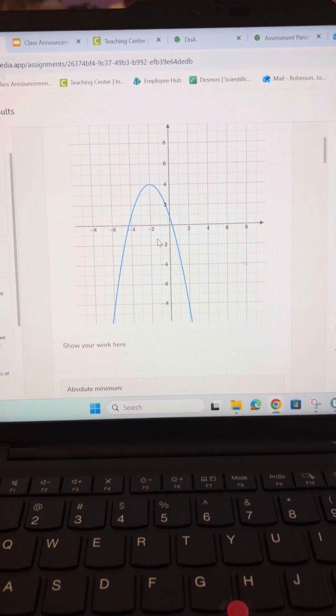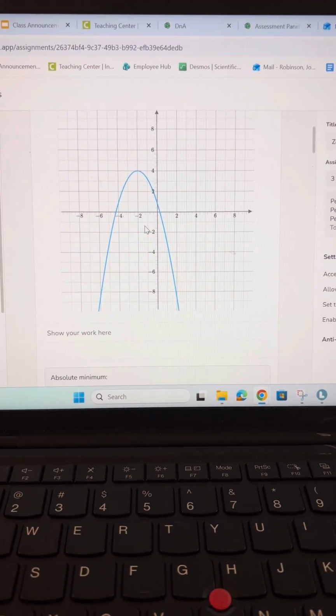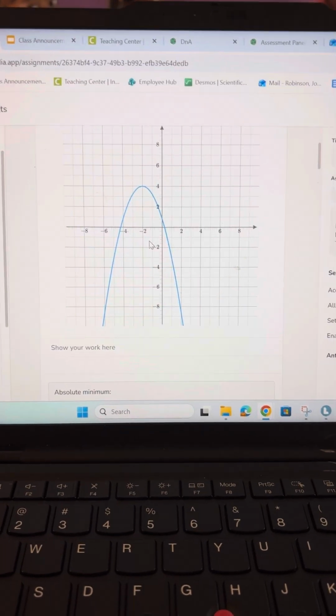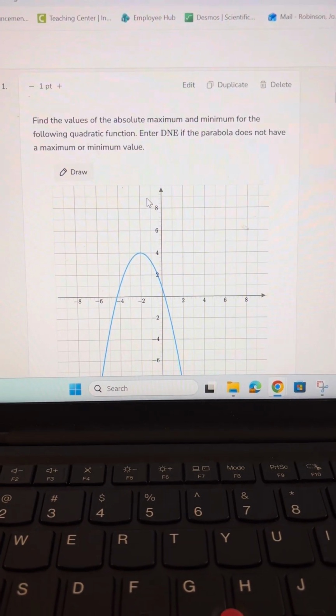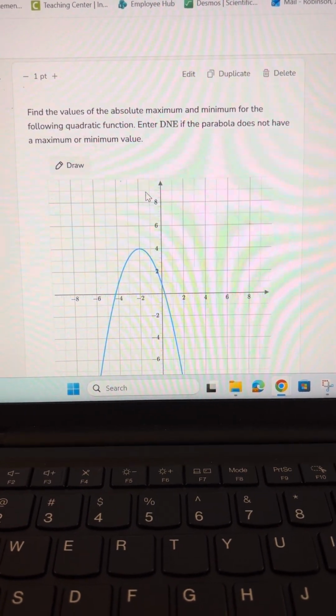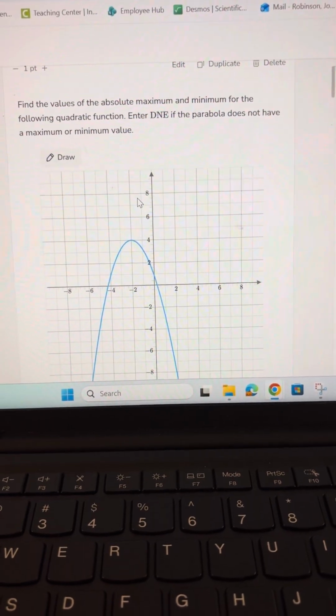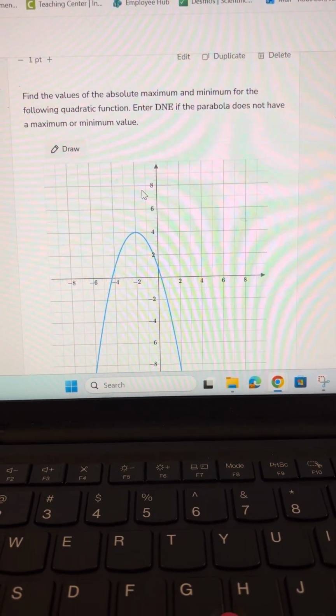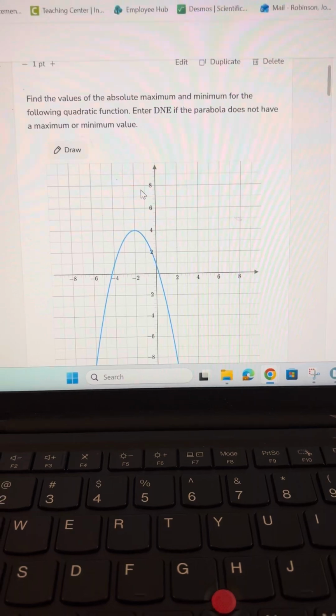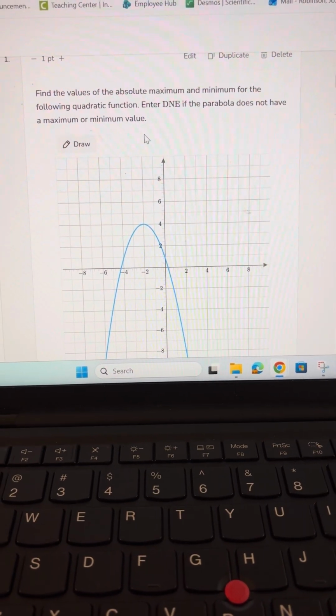I want to go over how to complete this Edia assignment that is called Zeros and Vertices. This is the first problem, and it says find the absolute minimum and maximum and put DNE if it does not have a minimum or maximum value. DNE stands for does not exist.